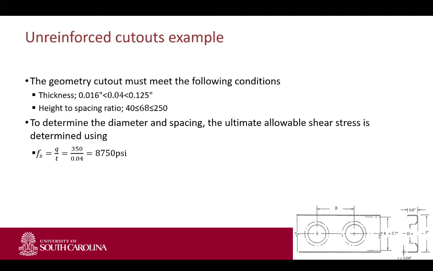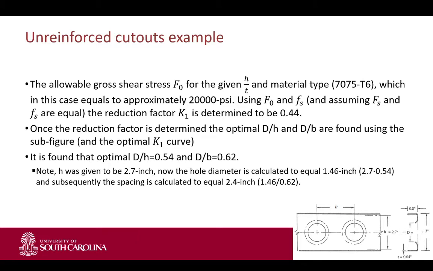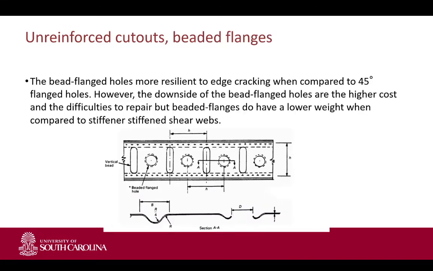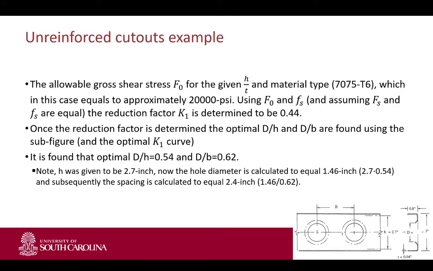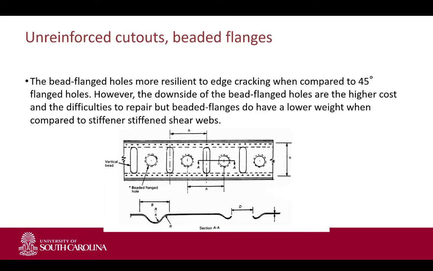You identify which formulas that we've shown previously you can use to determine the ratio of diameter and spacing. It's nothing more than following the given data and equations in the literature. And that's how you would define an unreinforced cutout. It's very simple, but this procedure is still being used to date, especially in smaller aircraft.